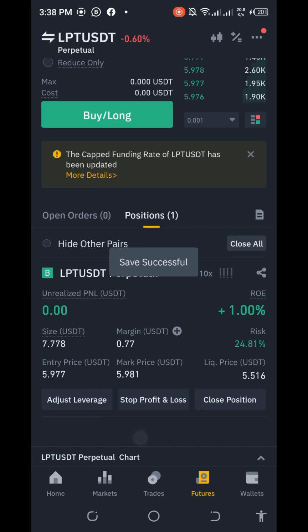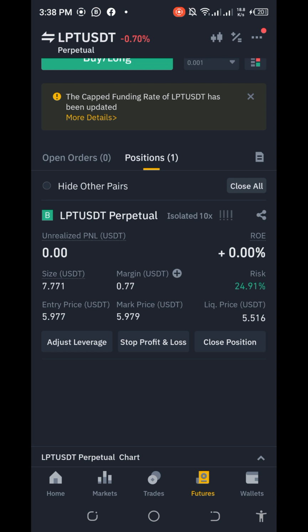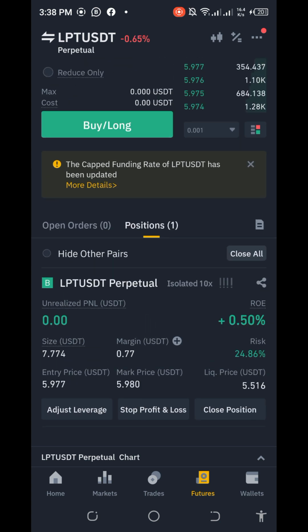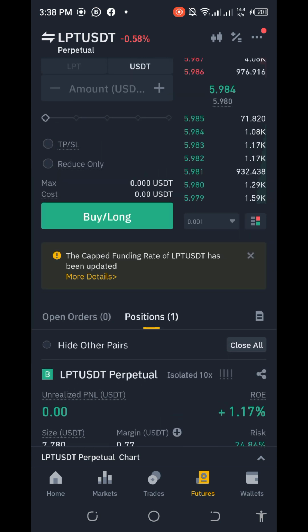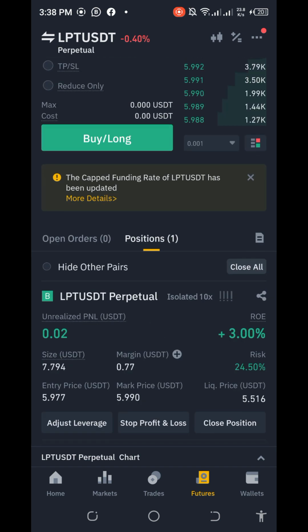You can see the market, right? You can see how the market is now. The market peaked immediately. Do you understand? Because I use a market order, it peaked immediately. But this limit order now, it has to wait for that particular price which I set before it will trigger.